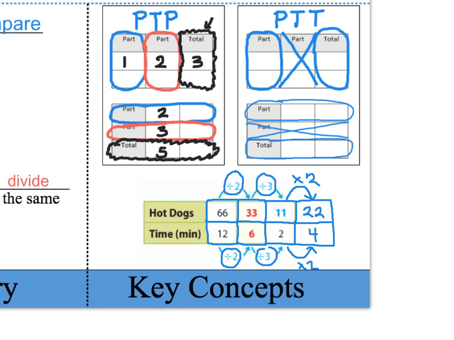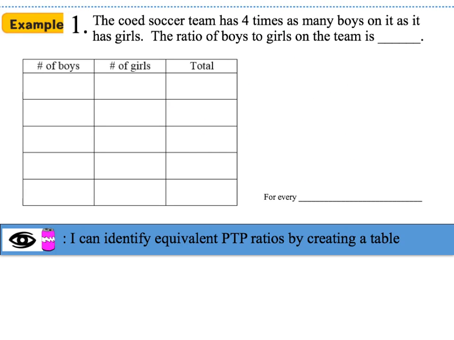So that's an example of scaling forward because my numbers start to move forward now by multiplying. So let's use these key concepts to discuss the following examples. For example 1, it's saying that the co-ed soccer team has 4 times as many boys on it as it has girls. The ratio of boys to girls on the team is blank.